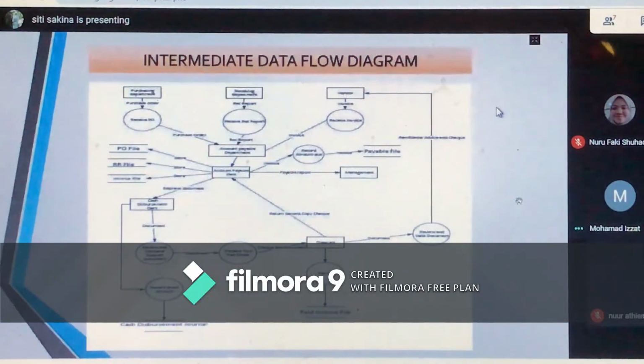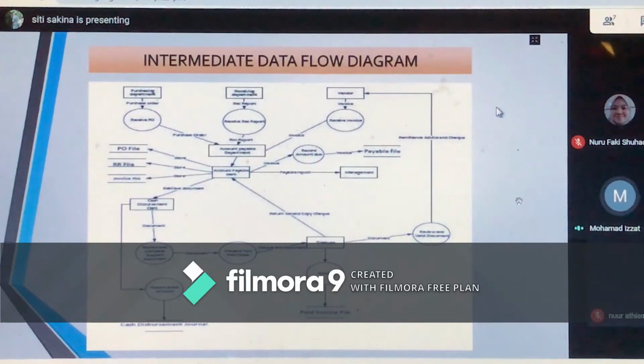The next slide shows the intermediate data flow diagram. The intermediate data flow diagram shows the detail of the context data flow diagram, DFD. In the intermediate data flow, we have the data store symbol that shows where data will be stored.